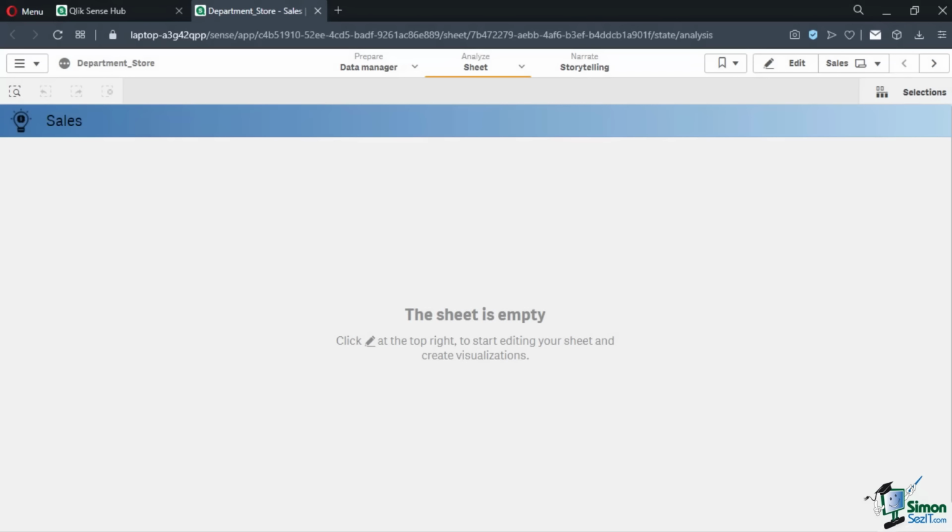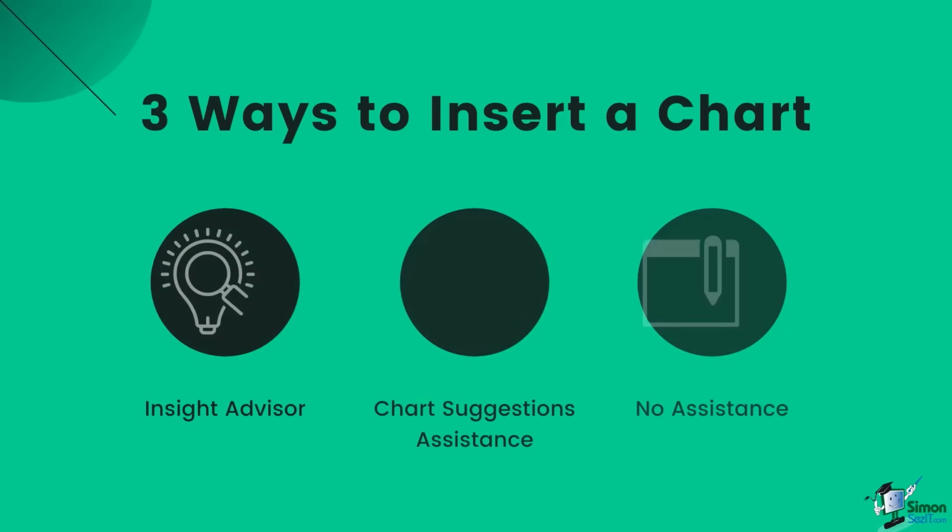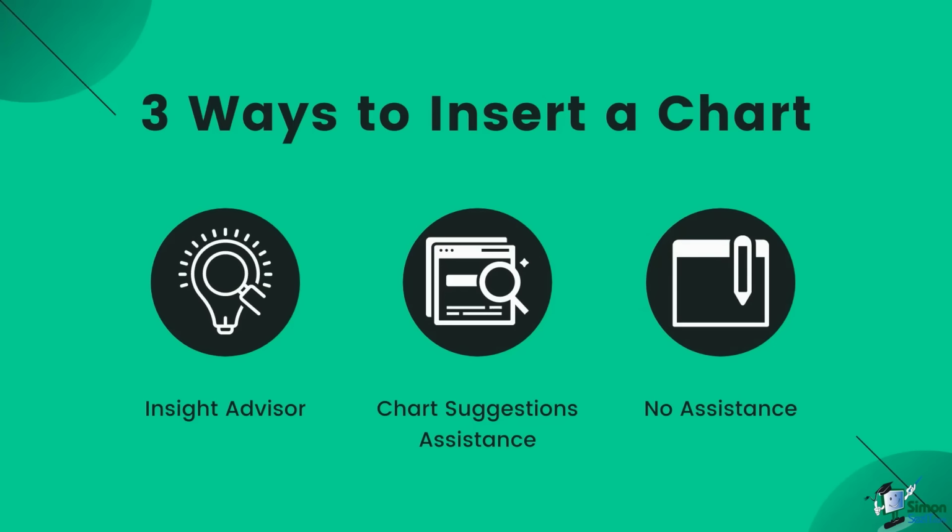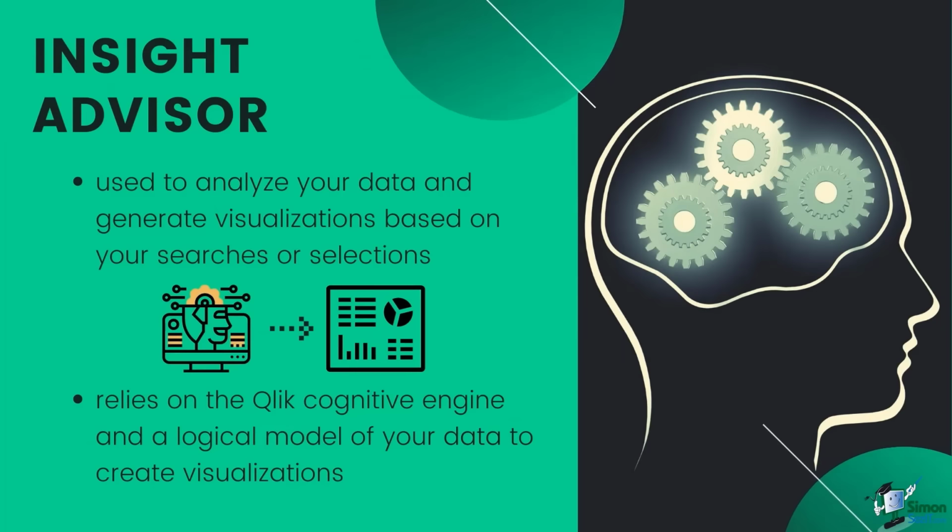Now that we know how to create an app and have added a new sheet, let's add our first visualization. There are 3 ways to insert a chart in Qlik Sense: through the Insight Advisor, using Chart Suggestion Assistance, or without any assistance at all. The first method is through the Insight Advisor. The advisor can be used to analyze your data and generate visualizations based on your searches or selections.